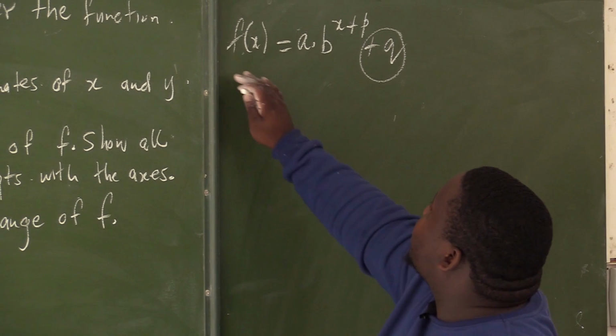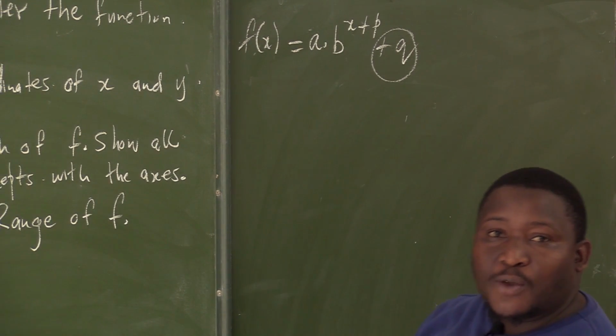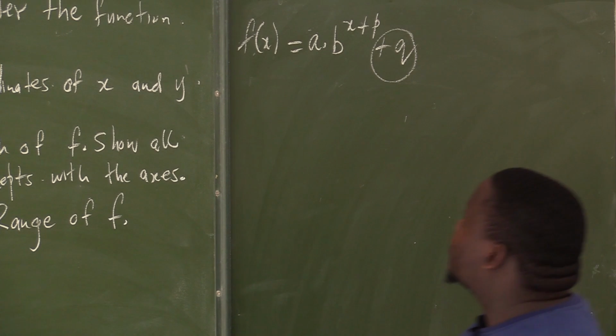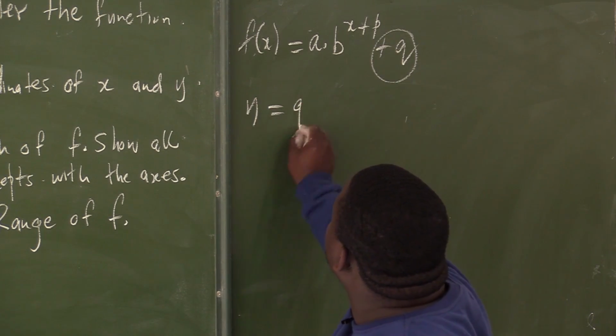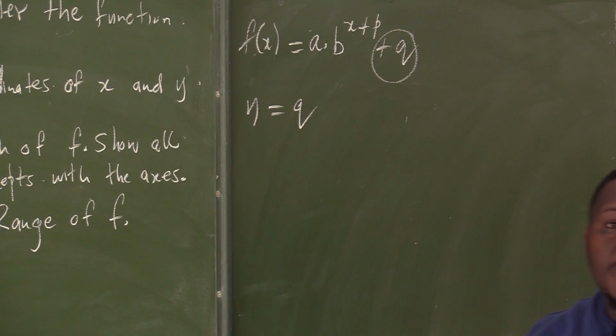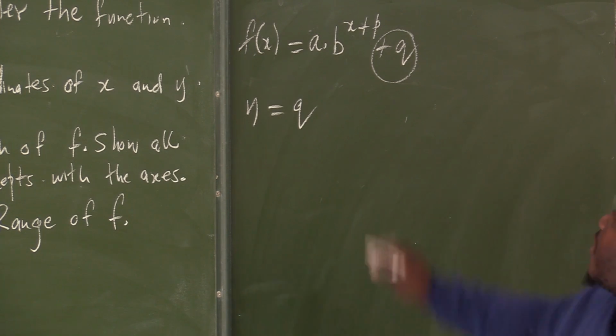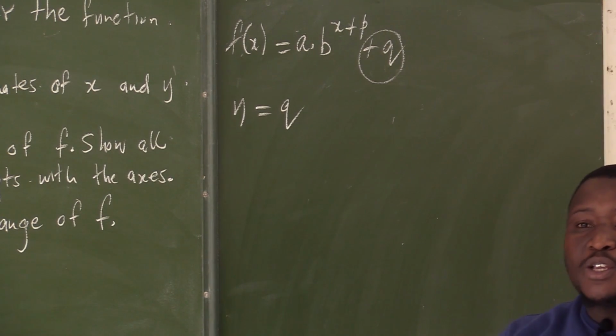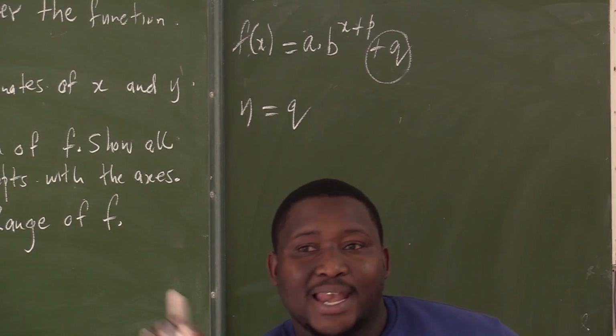It means if I'm given the equation like this and the question says give the equation of the asymptote, then it's a matter of saying y is equal to q, which will give us the equation of the asymptote. If you're able to write the equation of the asymptote, when you are going to draw your graph, that is where you start, by using broken lines.